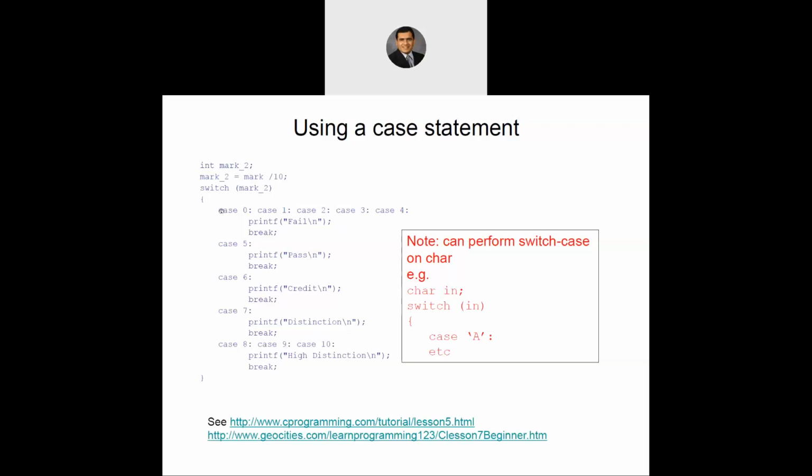Correct? And then using a case construct, we said if the case is between 0 and 4, show fail. If the case is 5, show pass. 6, credit. 7, distinction. 8, 9, and 10, high distinction. Okay? Usually we can use a switch case statement to create a menu. We can also create a menu by using the if-else construct. In your assignment, you have to create a menu, right? So you have to know how to implement it.